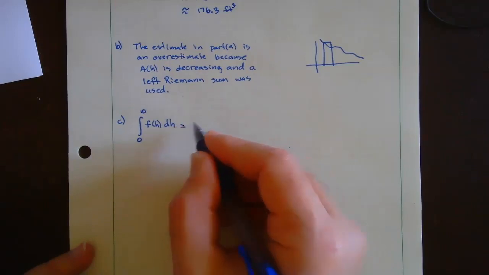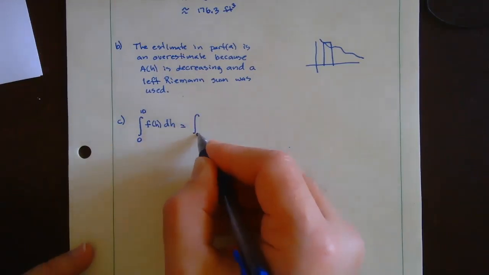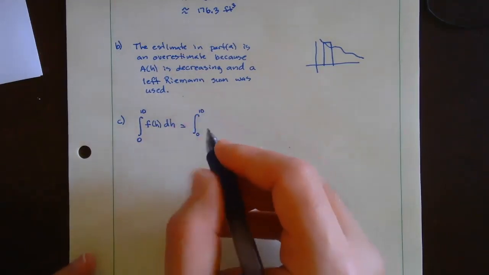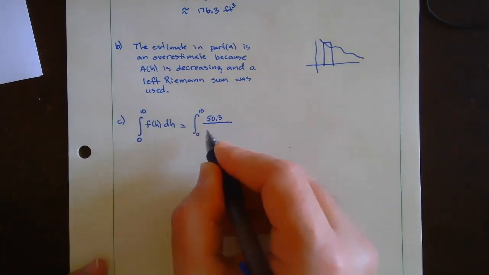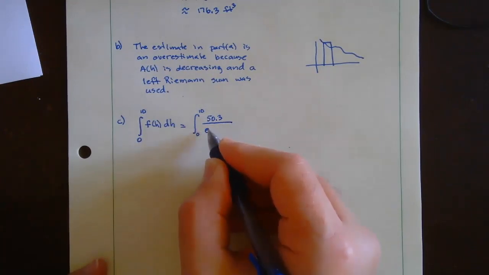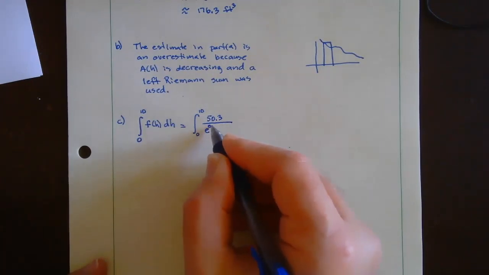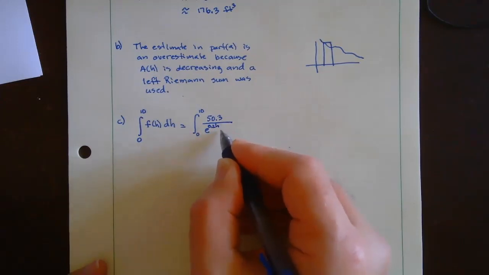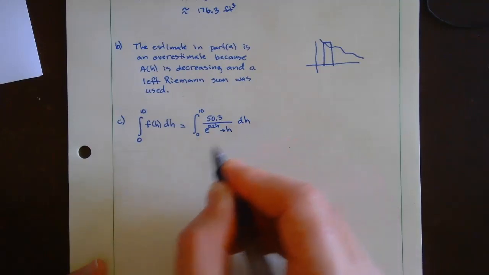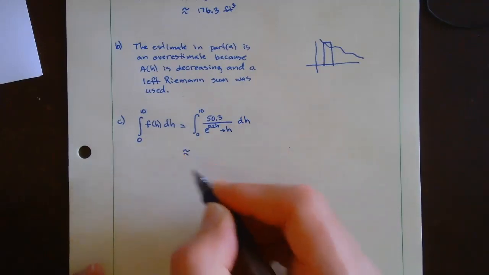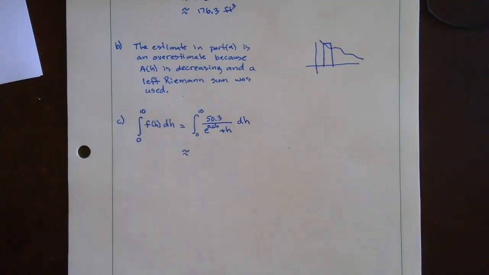So that's equivalent to the integral from 0 to 10 of, I'm going to write 50.3, this is actually the f of h function, and then over e to the 0.2h, and then plus h, and then dh on the outside here. Okay, so we're going to put this into our graphing calculator, and what this is going to do is give us the volume of this tank. So I'm going to go to my graphing calculator and show you this.